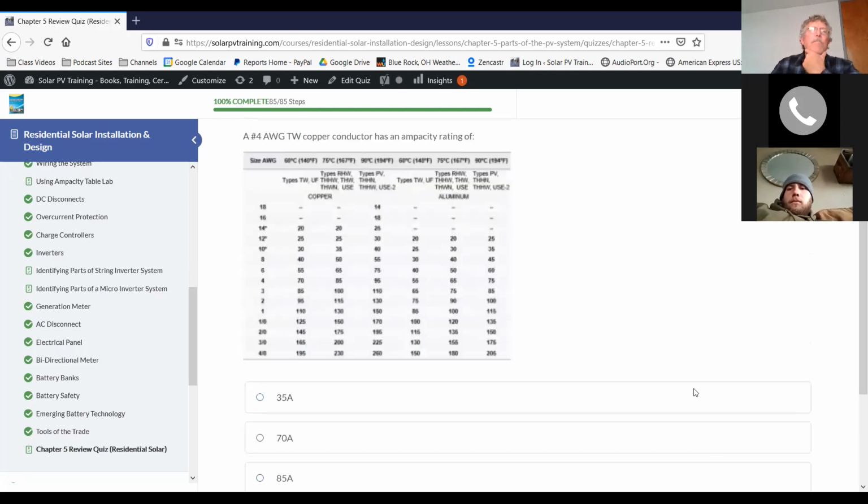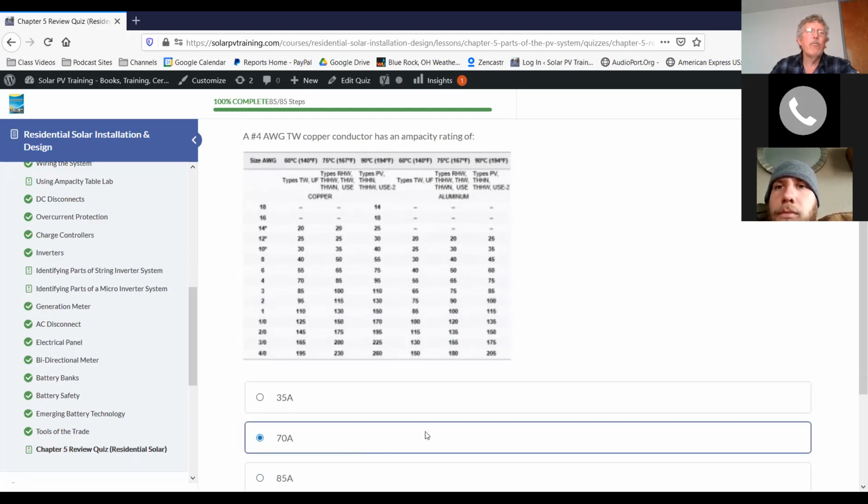All right. A number 4 AWG TW copper conductor has an ampacity rating of... So what we're showing you is the NEC table with the ampacity rating. So we're saying the number 4. So we come down here to 4 gauge. This 4 is indicating the size in American wire gauge. TW is in the first column, this type of wire. So we go 4 gauge, TW, it's going to have a 70 amp rating.